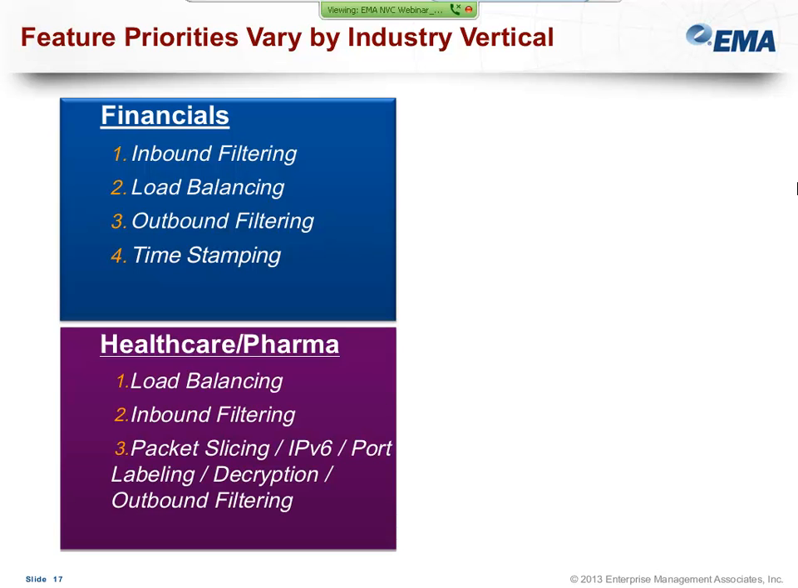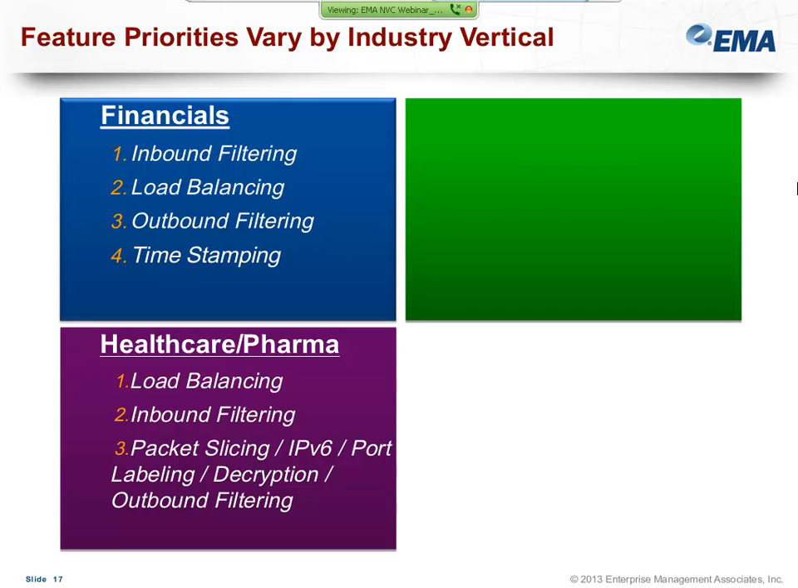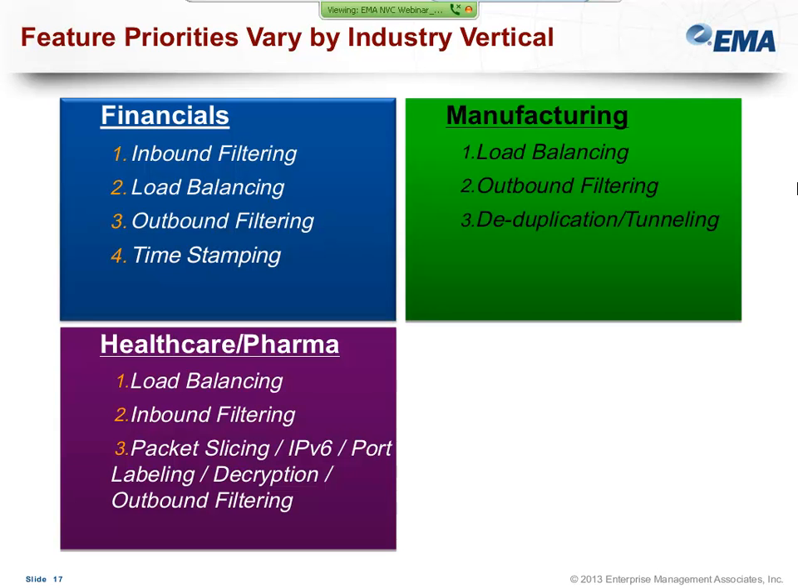The next group that we looked at was healthcare and pharma. Slightly different view of things. Again, the top 2 fit the overall top 2, but then they had a whole bunch of features tied for third, where they liked a bunch of the other capabilities, but it wasn't clear if any of them was necessarily greatly more important than the others. The manufacturing group, on the other hand, again had load balancing right up at the top, outbound filtering number 2 in this case. But their number 3s were 2 features that were tied, dedupe and tunneling.